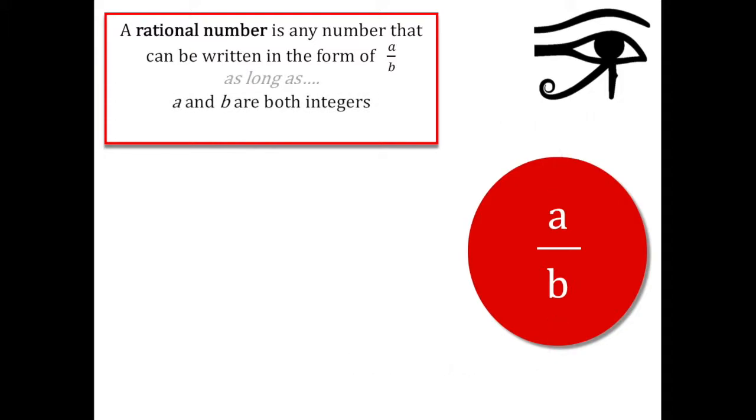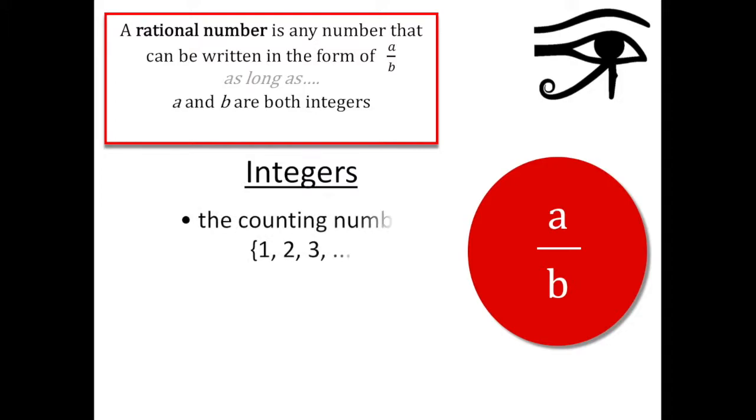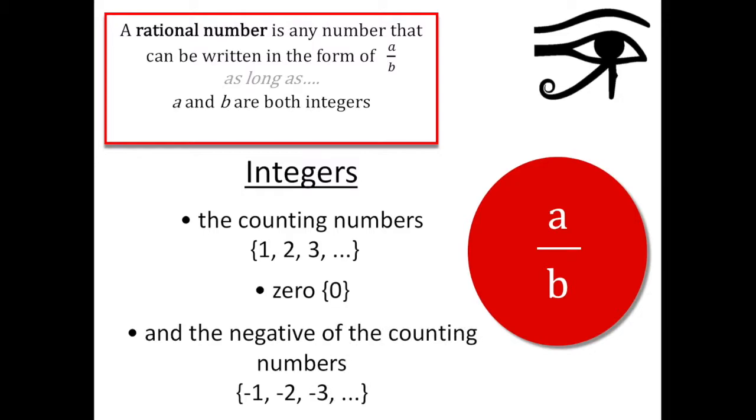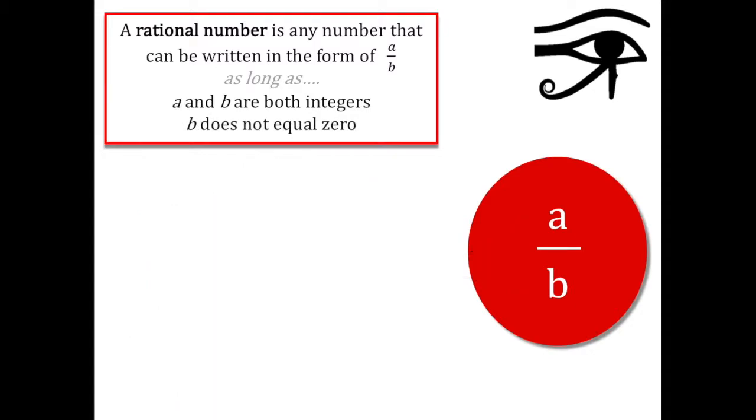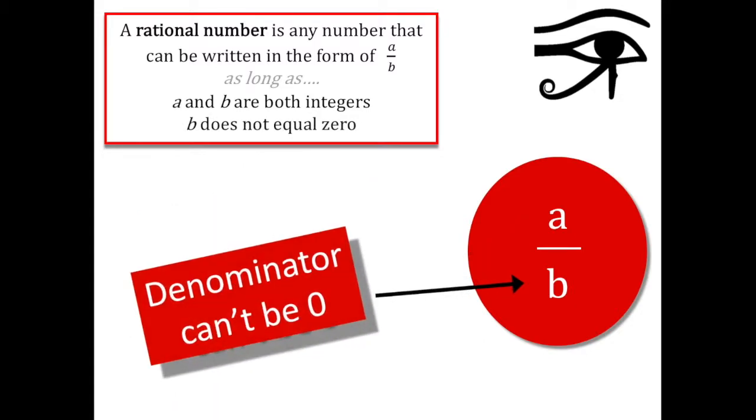The second part of the definition is that a and b both have to be integers. But what's an integer? The integers are the counting numbers, 0, and the negatives of the counting numbers. So for our purposes, we can just sum it up and say no decimals on the top or bottom. And then the last part of the definition is that b does not equal 0. Okay, easy enough. The denominator cannot be 0.